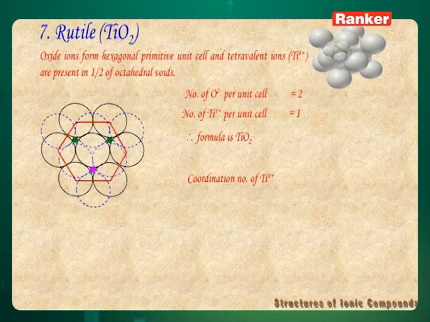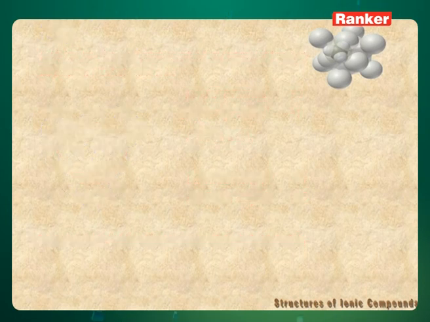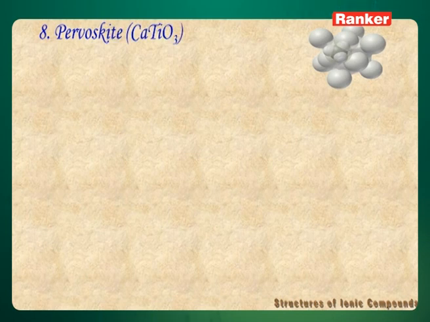And the coordination number of titanium 4 plus ion is 6 and of oxide ion is 3, as you can see in the picture very clearly. And the other compounds that have this similar kind of structure are manganese dioxide, tin dioxide, magnesium fluoride and nickel fluoride.